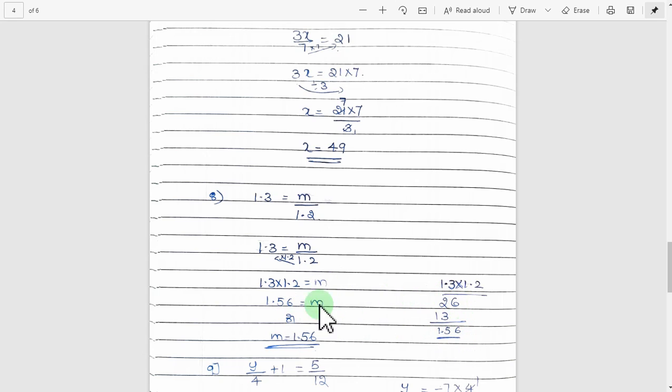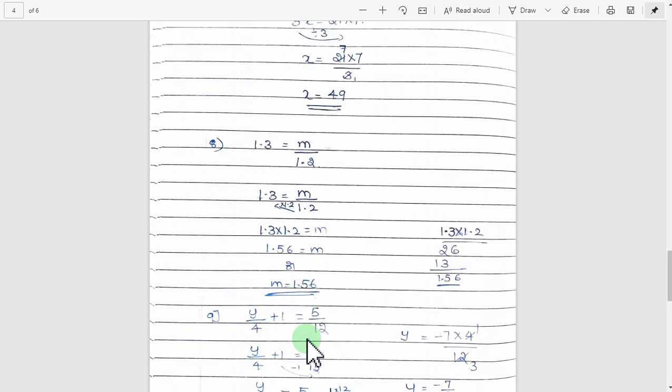Multiply this: 1.56. After you multiply, as usual 13 into 12 you do, and then here 1 decimal place, here also 1 decimal place, together 2 decimal places. Count from the unit place, 5 6, 2 decimal places. After that you put the decimal point: 1.56.